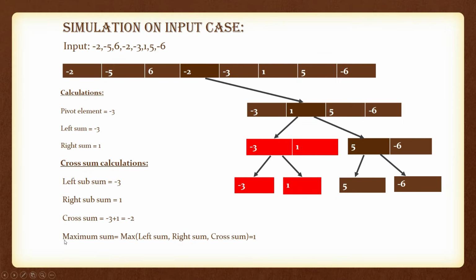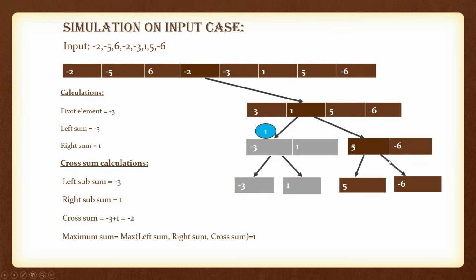Now we have to find out the maximum sum. To find the maximum sum, we have to compare the left sum, right sum and cross sum. Left sum is -3, right sum is 1, and cross sum is -2. Among all of these sums, the right sum is the highest, 1. So we take 1 as the maximum sum.